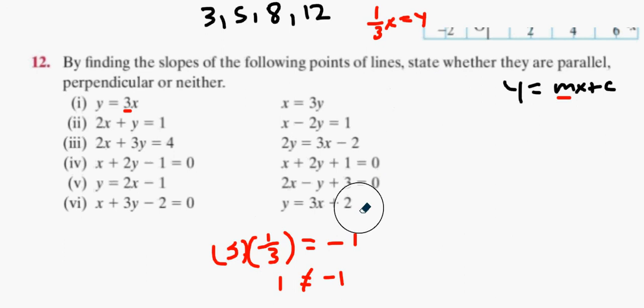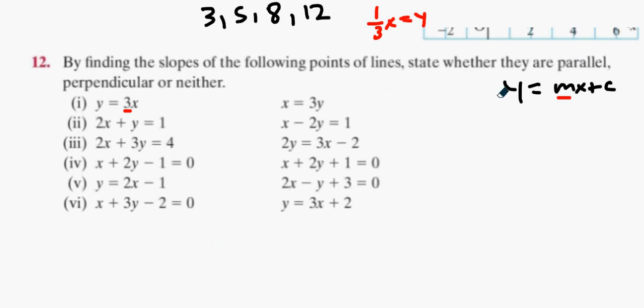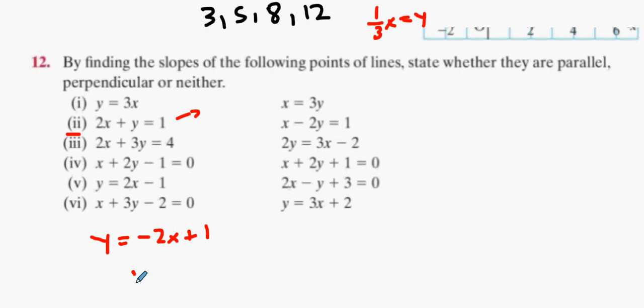Okay? So they're not perpendicular, they're not parallel. Now, next one. Once again, we'll do question part 2 here, right? So bring them to the other side, so we get y on its own equals -2x plus 1. This gives it a slope of -2.